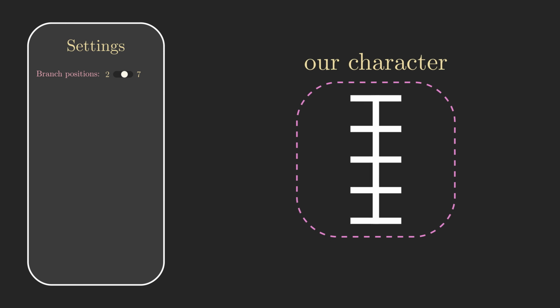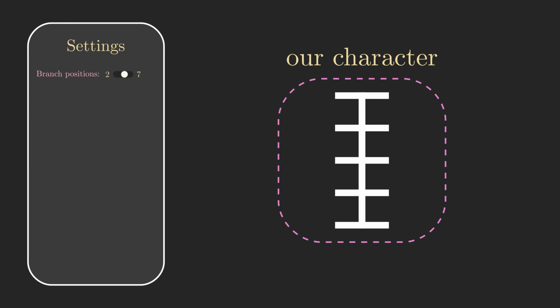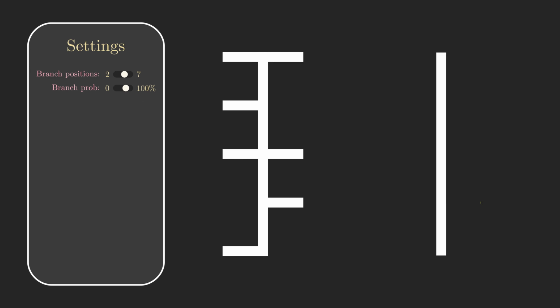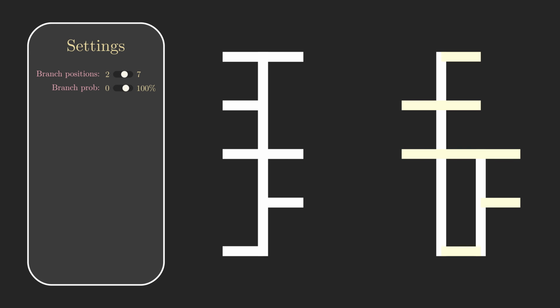To do so, we'll create another setting. This one will control the likelihood that any given branch in the underlying skeleton shape of our character will actually be included. To add some variety to our letters, I like the idea of sometimes adding a second, shorter stem a little farther to the right. We can then populate both of these stems with branches.